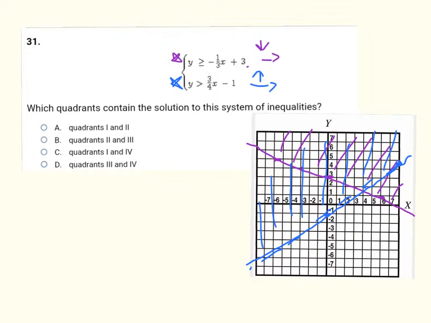So where those two graphs overlap is the solution. So where there's purple and blue, that's where I'm going to shade in just the green. And it's that part there that is going to be your solution. So my green is in quadrants 1 and 2. So that means my answer here is going to be A.